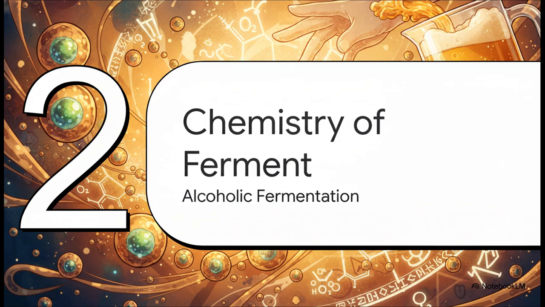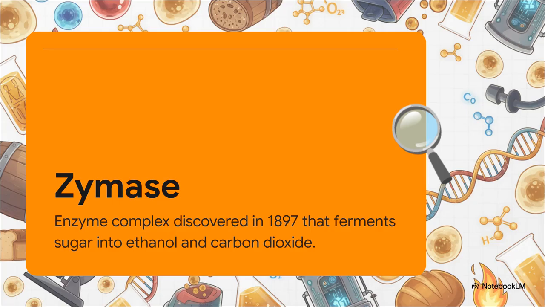Moving to Part 2, the chemistry of alcoholic fermentation. So, stepping out of the history books, how does this microscopic machinery actually work? Well, in 1897, a chemist named Edward Buchner did something wild. He ground up yeast cells, pressed out the liquid, and found that this cell-free juice could still ferment sugar. He had isolated an enzyme complex he called zymase. This was absolutely crucial because it proved fermentation isn't just some mysterious life force. It's a biochemical reaction. It's just a clever way for cells to extract energy when there's no oxygen available.